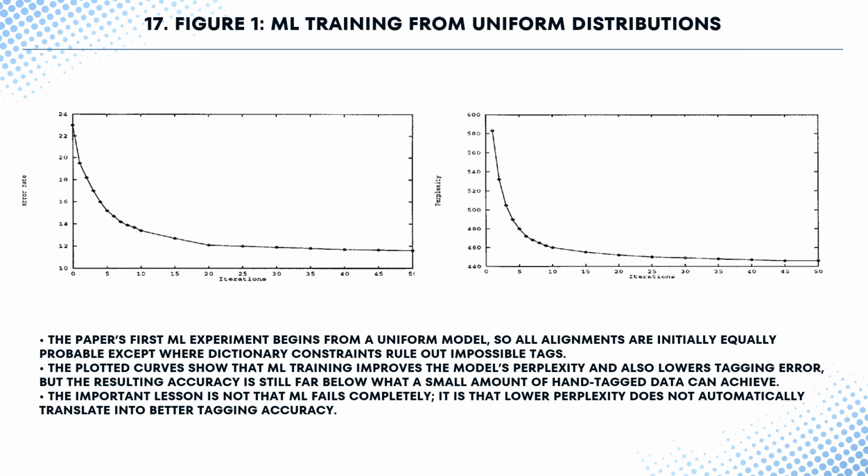An important point is that accuracy is still much lower than RF with small labeled data. Lower perplexity does not guarantee better tagging accuracy. This is one of the central messages of the paper. So ML is improving the model internally, but not necessarily improving the actual task performance.